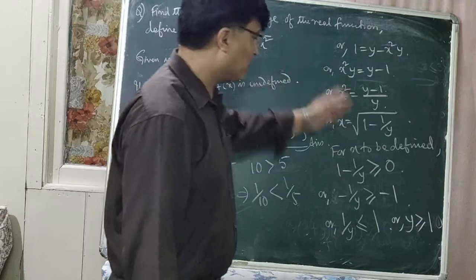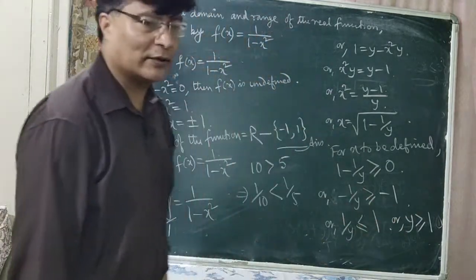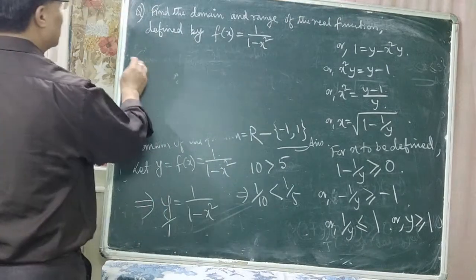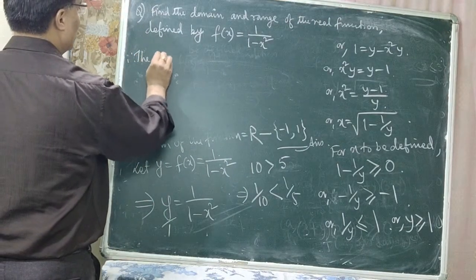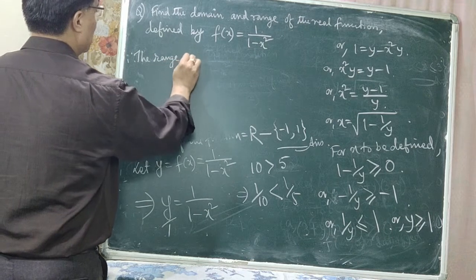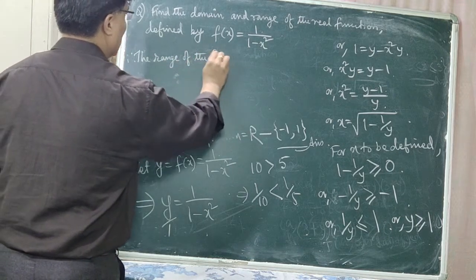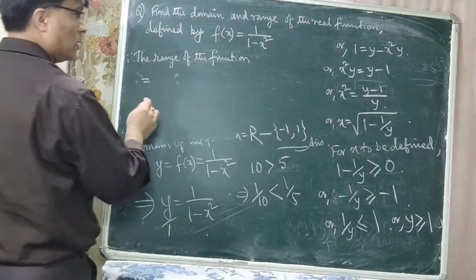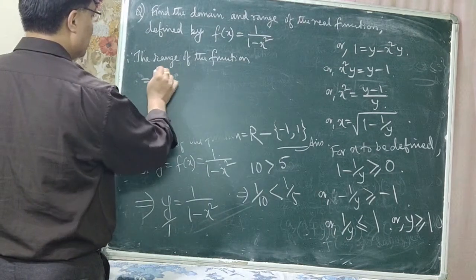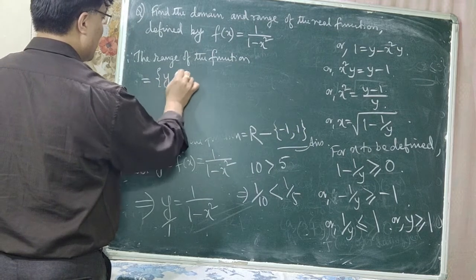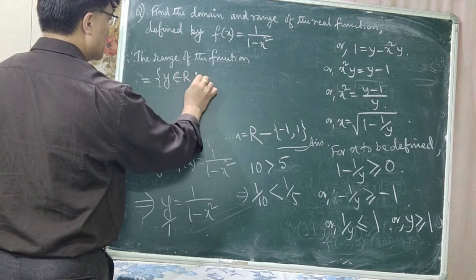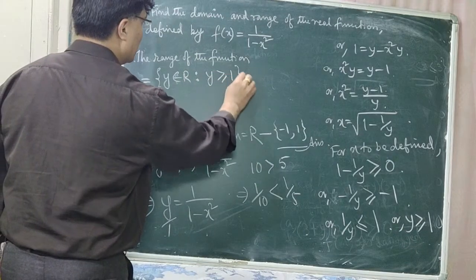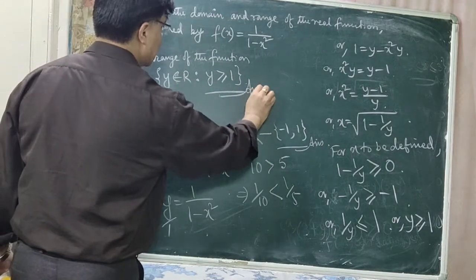So what is the range of the function? It is y greater than or equal to 1. So write down, therefore the range of the function is equal to, within second bracket, y belongs to the set of real numbers such that y should be greater than or equal to 1. So this is the answer.